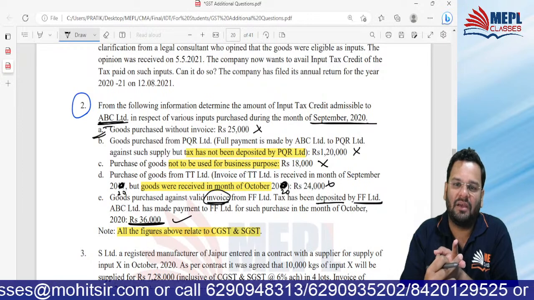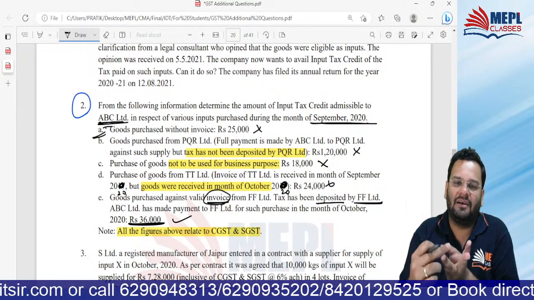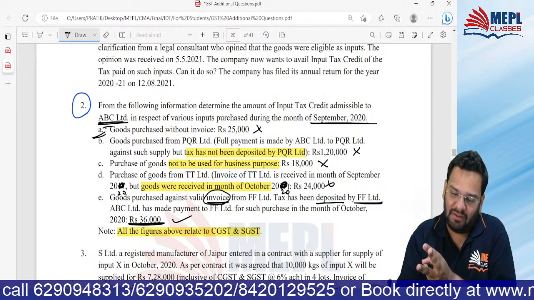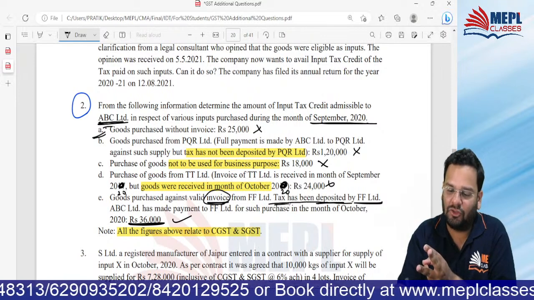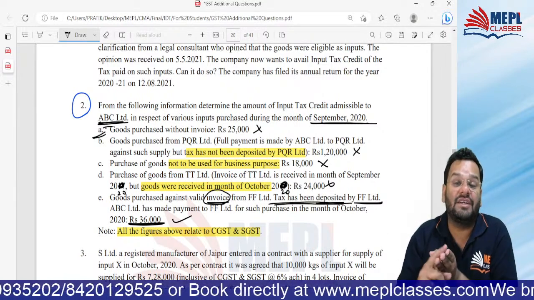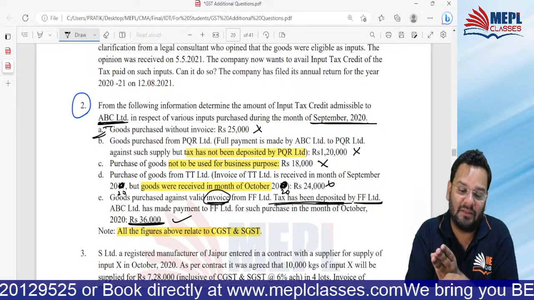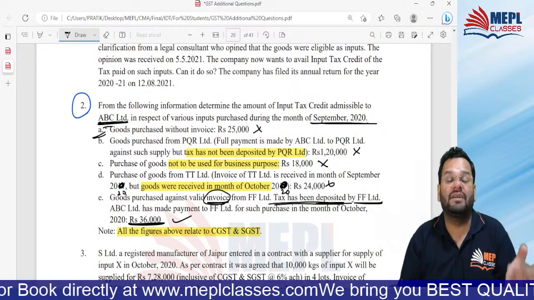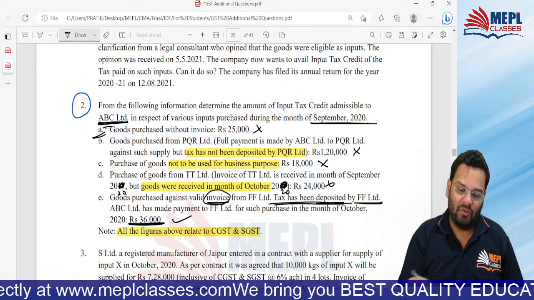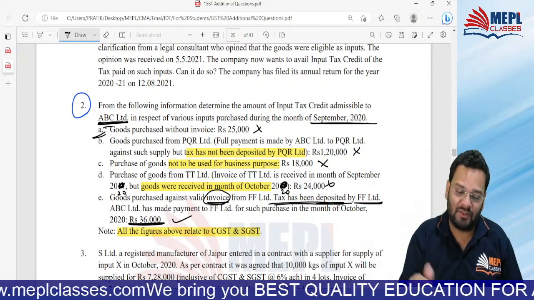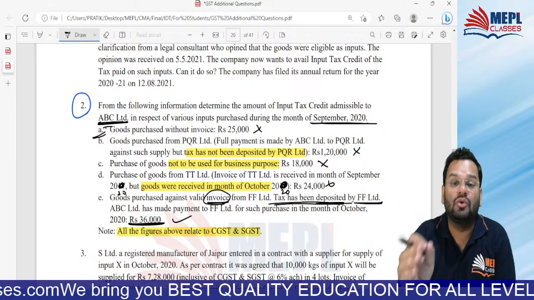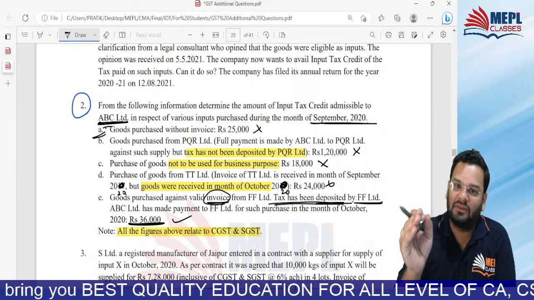Okay. And then it's already given that tax has been deposited. So that's also not a problem. And a valid GST return has been furnished by ABC Limited. These conditions should be satisfied. Okay, you'll assume that they are satisfied. And finally, you can claim ITC of 36,000.